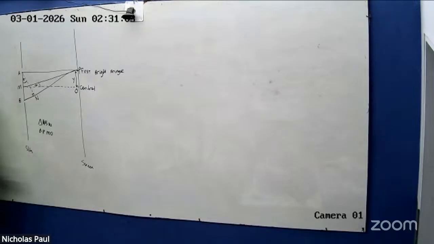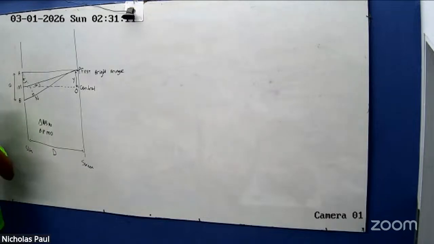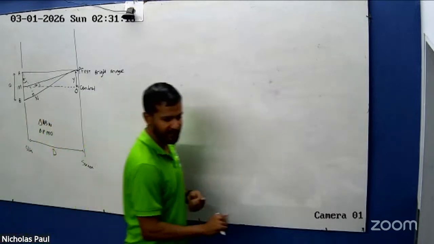Oh, by the way, I forgot something. Here to here is the separation of the slits, and here to here is D. Just adding that, and we're going to work out something together.